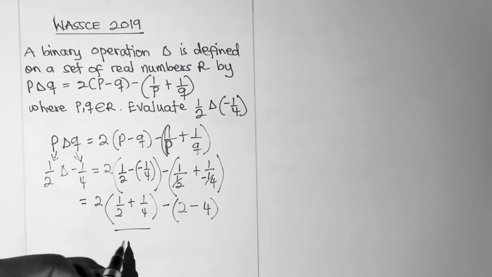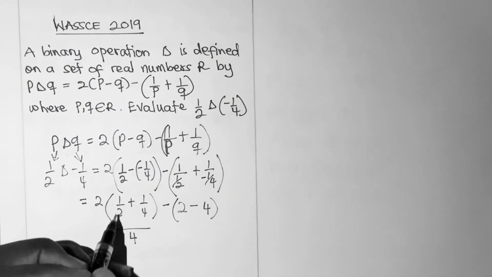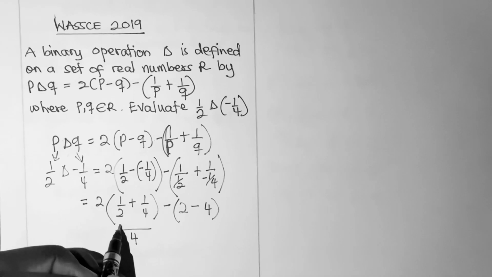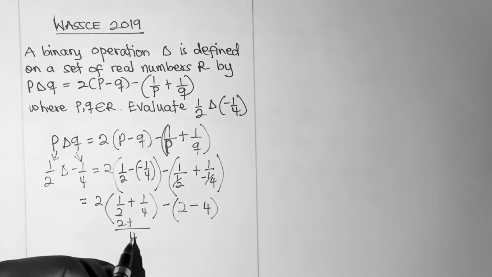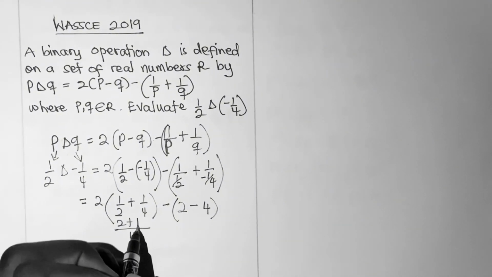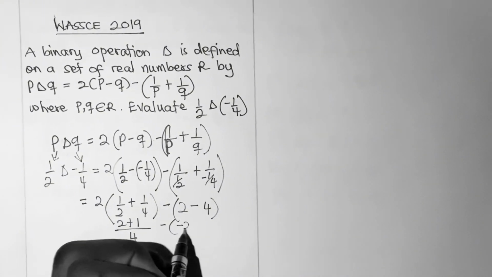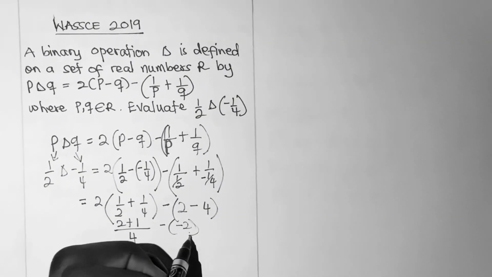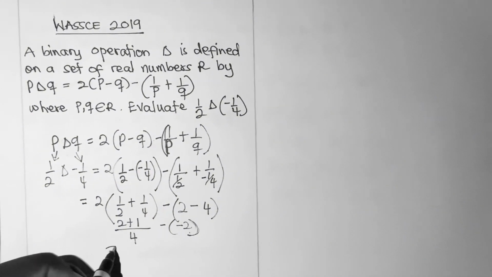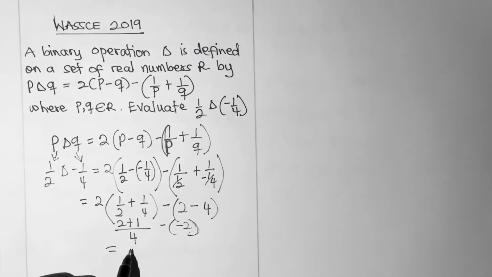So let's find the LCM here. It is 4. 4 divided by 2 is 2. 2 times 1 is 2 plus 4 divided by 4 is 1. 1 times 1 is 1. Then minus 2 minus 4 is minus 2. So 2 plus 1 is 3. So here is 3 over 4.